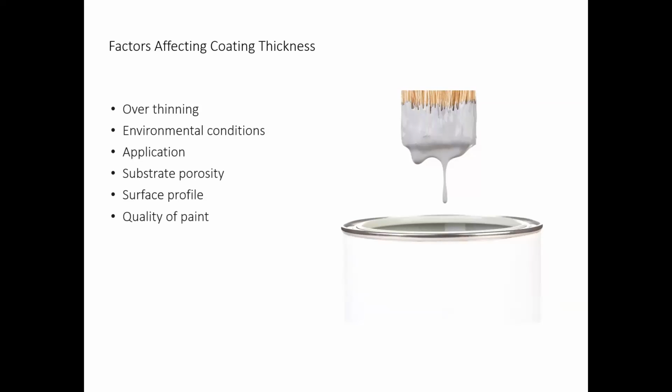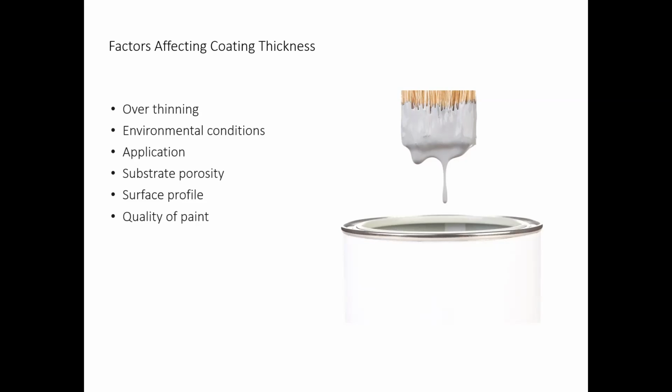So what affects the coating thickness? Well, a lot of things. Overthinning. Manufacturers will give you instructions on the data sheets of how much water you can add. Now, I never add water to my paint, but I don't paint when it's 100 degrees outside, because there's also a temperature range on the data sheets. So in terms of environmental conditions, you really look at those.